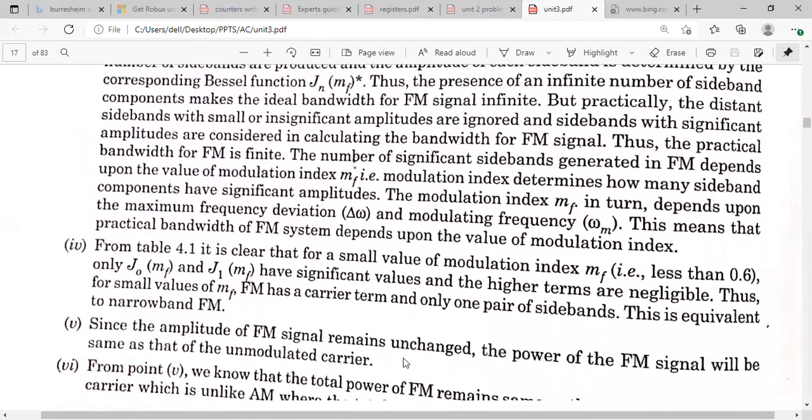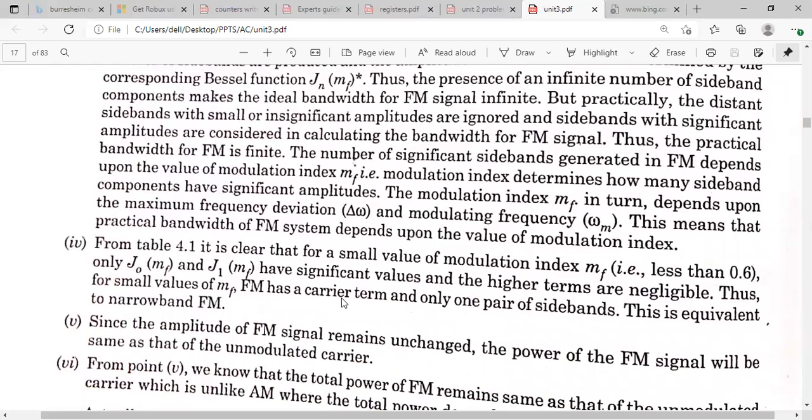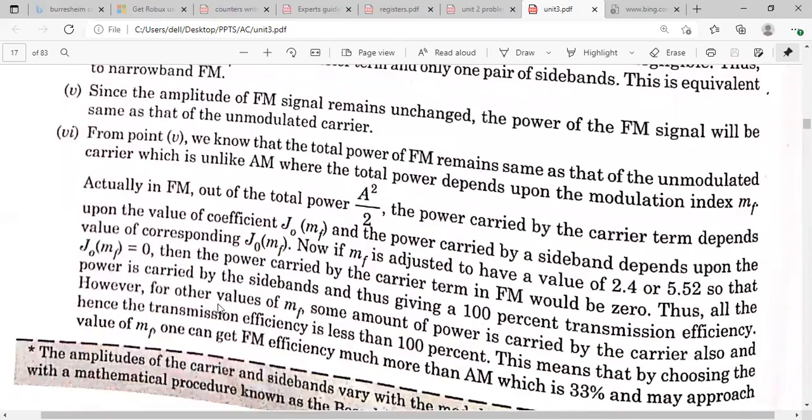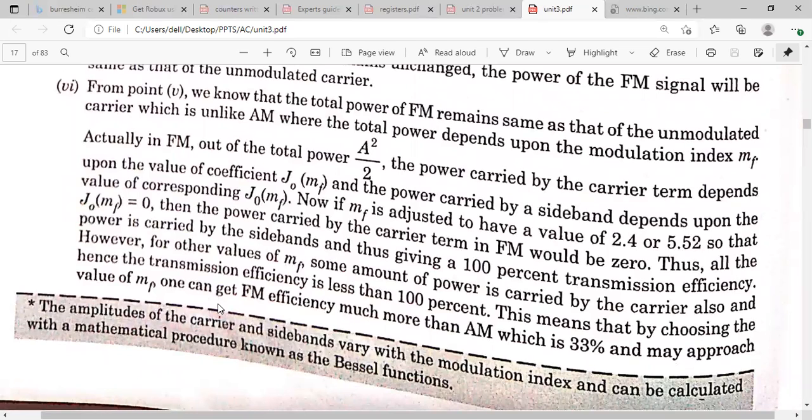Okay, and for the next one, for example, if the modulation index is smaller, we have significant values for J0 and J1, but if the modulation index is very, very high, these values are negligible. These values are negligible. And finally, you can say wideband FM is approximately equal to narrowband FM in that case. So these are the few points you have to remember.